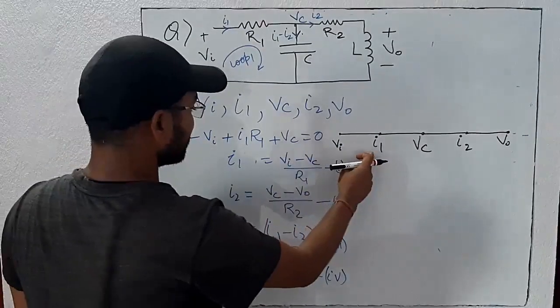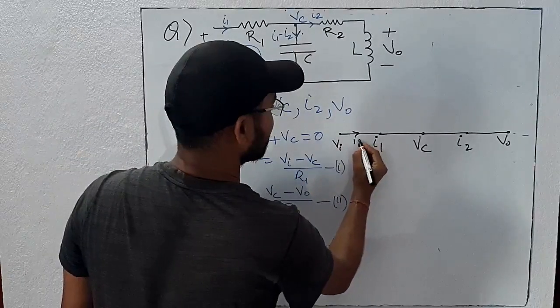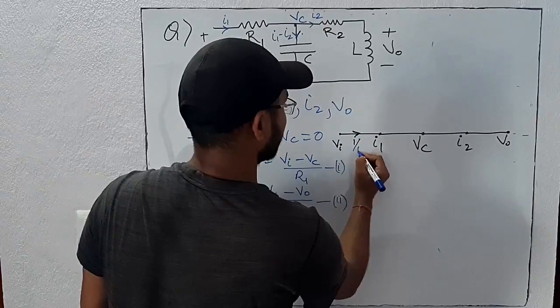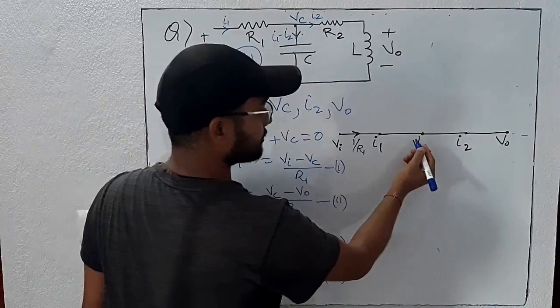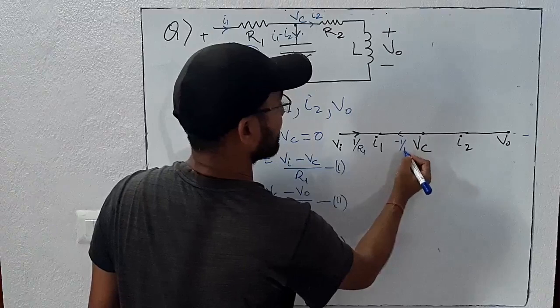So I1 is equal to Vi by R1. So here you will give 1 by R1, and minus Vc by R1. So here minus 1 by R1.